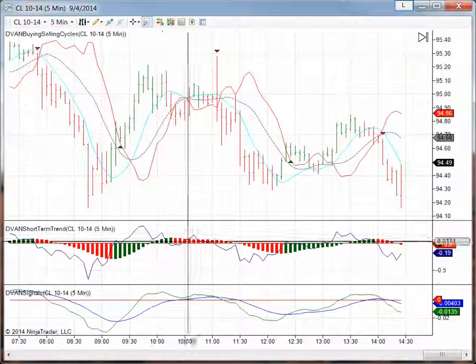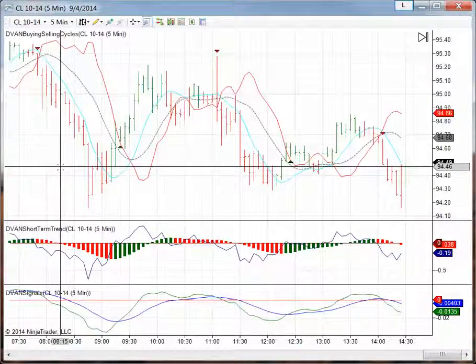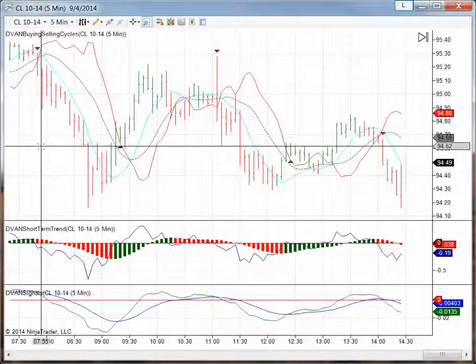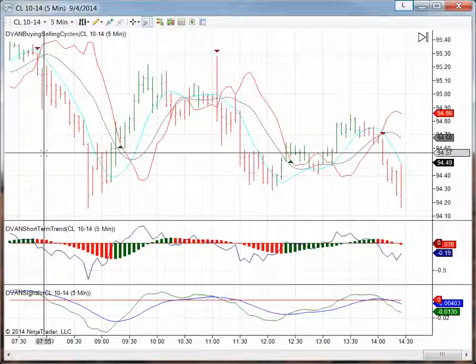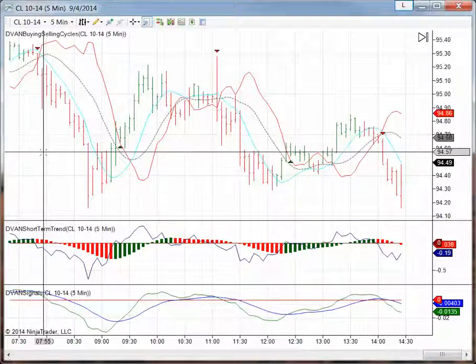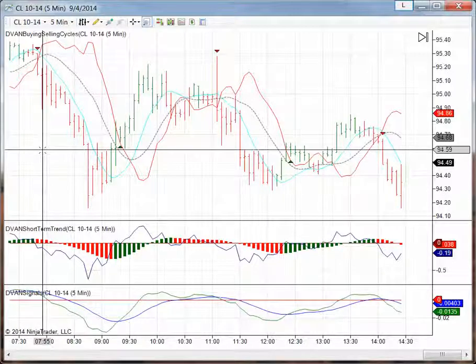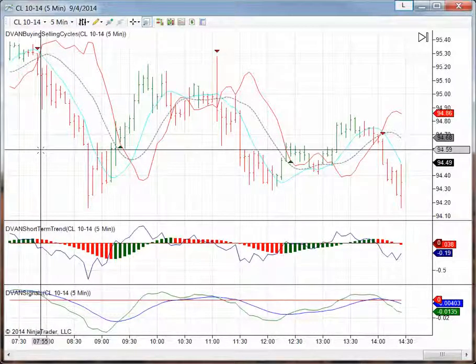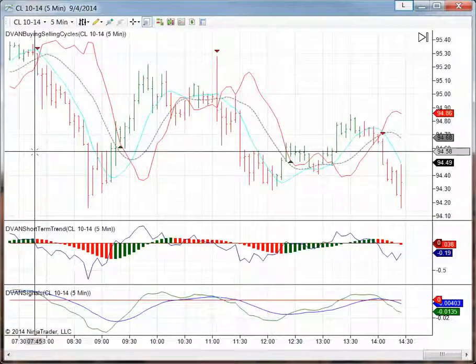This is September 4th. Crude oil has been a big mover this week. Today it was choppier than it had been in previous days. Still saw some great moves on a 5-minute chart. These are good for intraday basis trading when the volatility picks up. Just want to go over the trades that we saw from about 7:30 a.m. to the close of the day in crude oil.